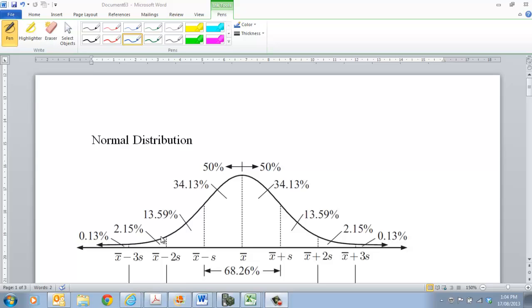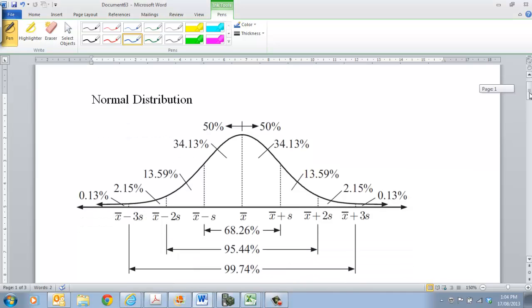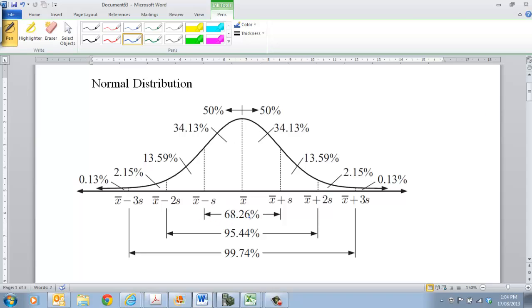Now, there is a rule which talks about the area bound by these things. Within one standard deviation we have, or should have from our sample, 68.26% of our population lies within one standard deviation. So that would be 34.13% either side of the mean. And then within two standard deviations, 95.44% of the population lies within two standard deviations, and within three standard deviations, 99.74% of our population falls in that range.